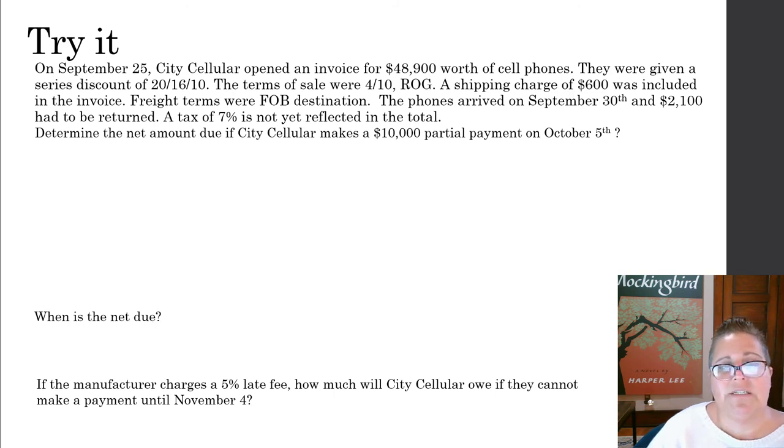Terms of sale are 4/10 ROG. Okay, ROG means I do not need the invoice date. I don't need September 25th. I need the receipt of goods. So I need to know what day the goods were received on. That's September 30th. The phones arrived on September 30th.